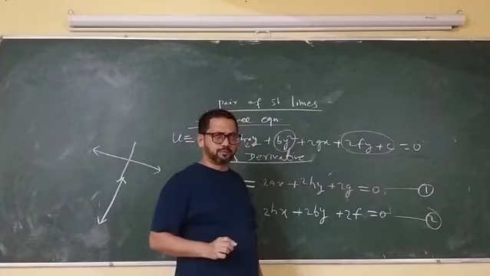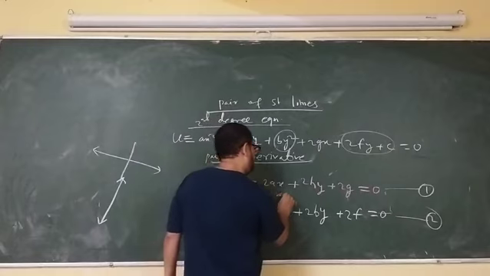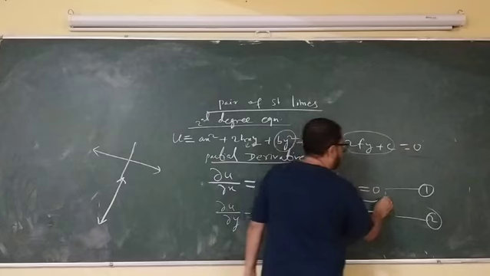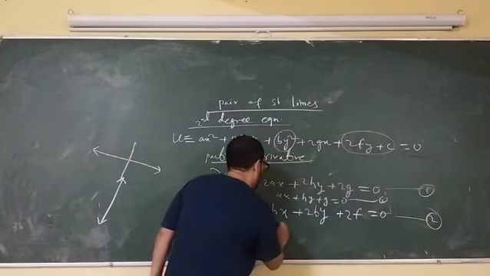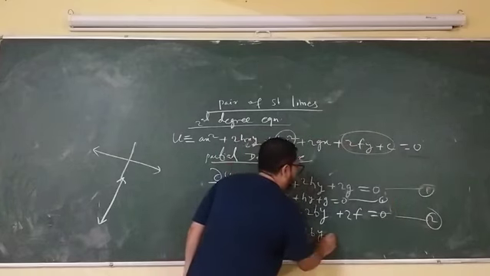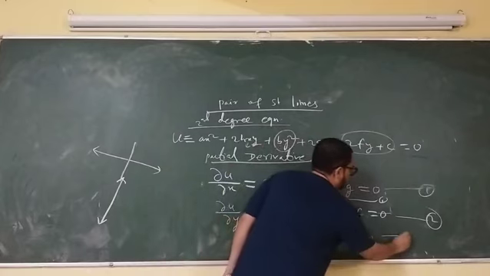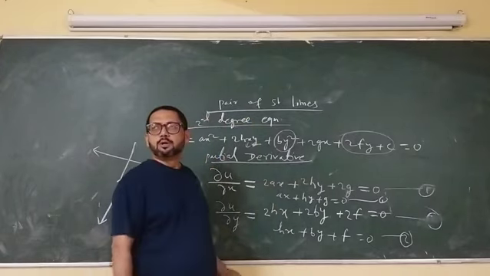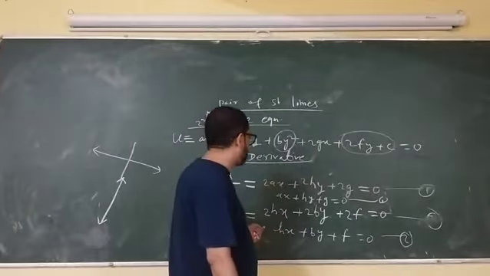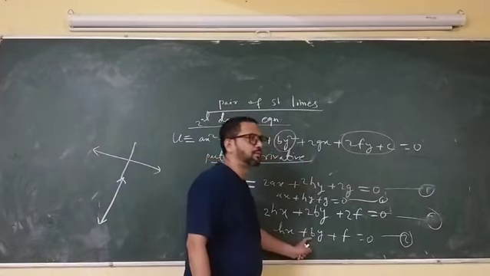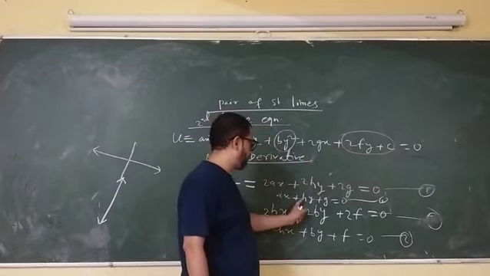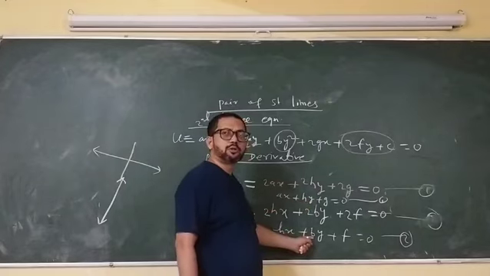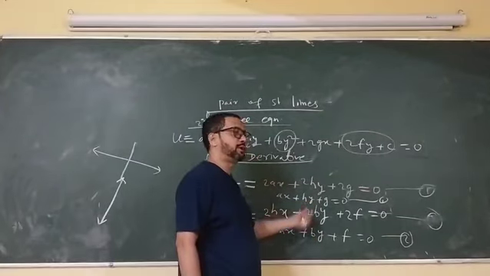Yes, we can cancel 2. It will be easy for us. So let's write ax plus hy plus g is equal to 0. This is the first equation, and hx plus by plus f is equal to 0. This is the second equation. So now we have linear equations in two variables. Simply eliminate. Suppose we have to eliminate y. So we multiply the first equation by b, and the second equation by h. So bhy, here also bhy.